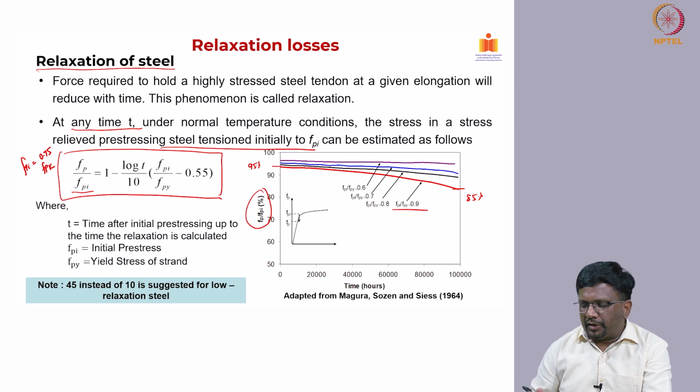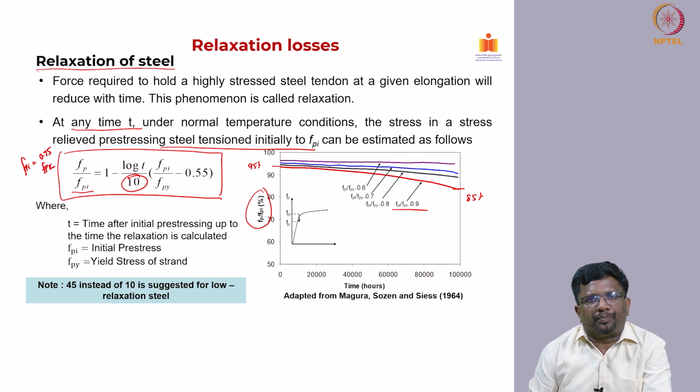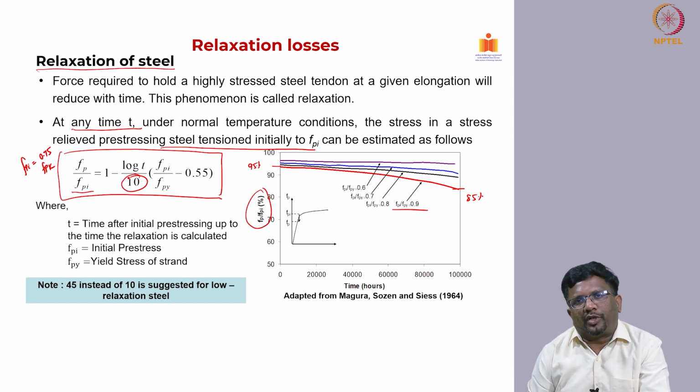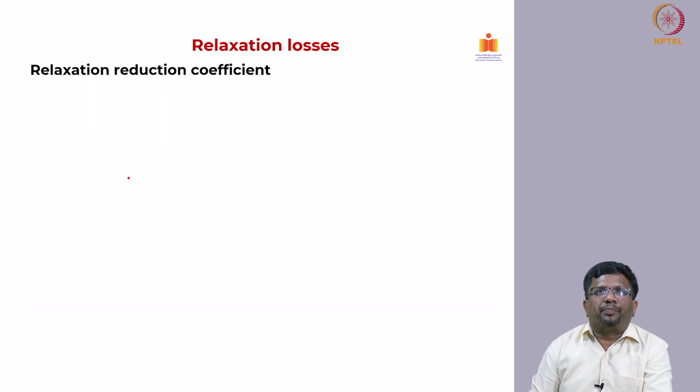So in this equation, if you are using low relaxation steel, then instead of 10, we have to use 45. Typically nowadays in modern construction, we use only low relaxation steel. So in this equation, instead of 10, we have to use 45. In the olden days, people used stress relieved strand, and the value is 10. But if you are using low relaxation steel, we need to use 45.